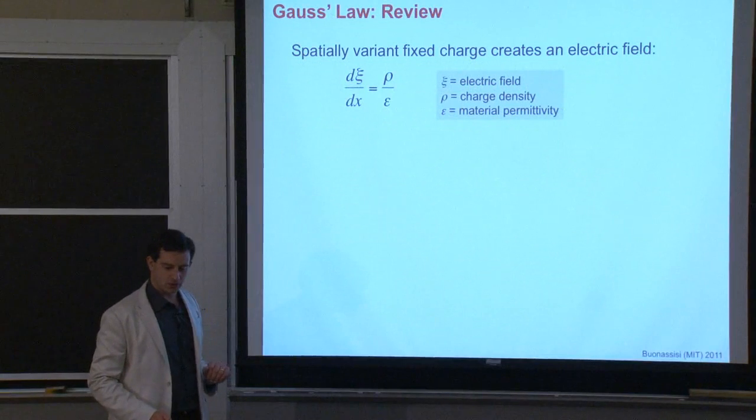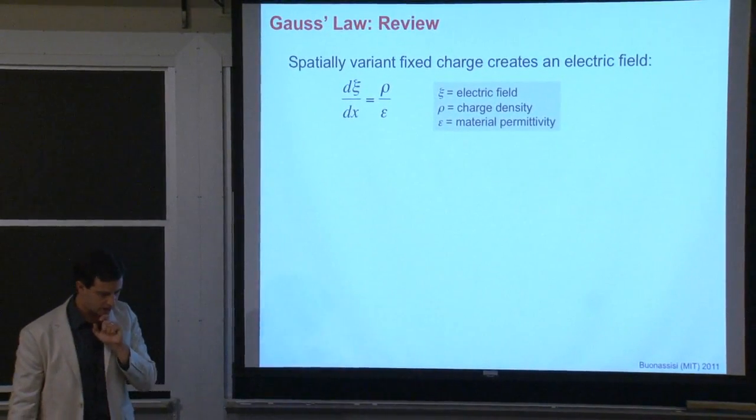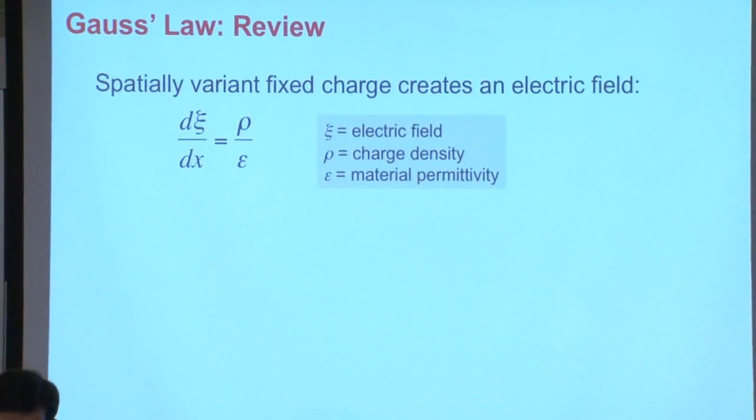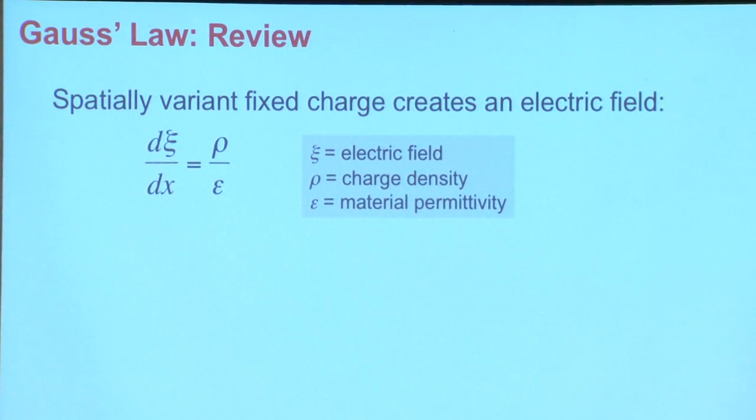OK, so let's start out with a simple review of Gauss's law. Spatially variant fixed charge creates an electric field. What do I mean by that? I mean that if you have a high concentration of fixed charge over here and a lower concentration of fixed charge over here, an electric field will develop.